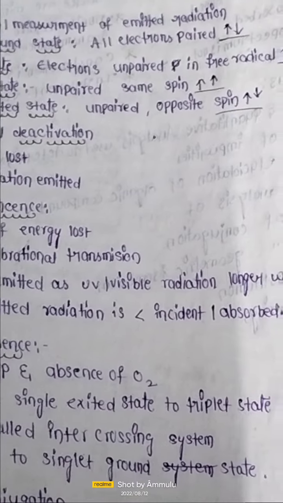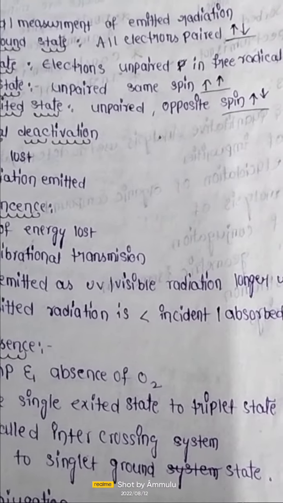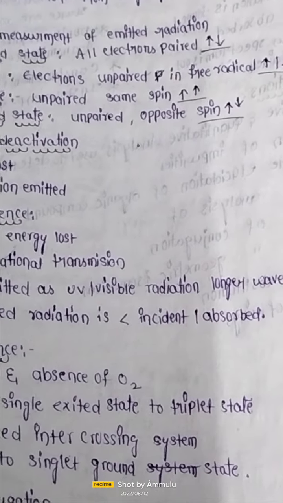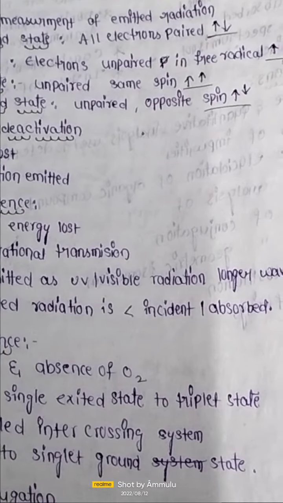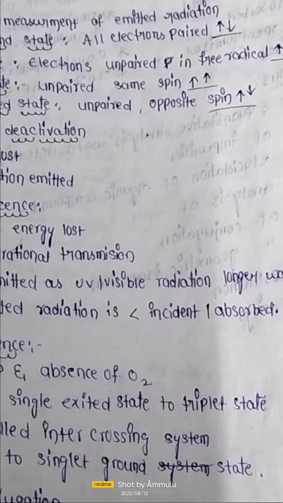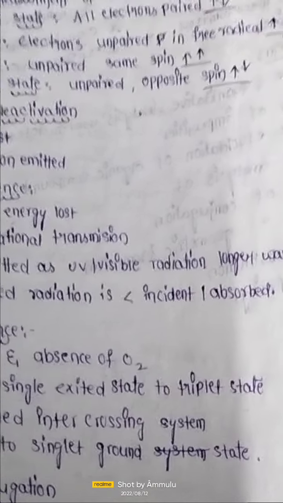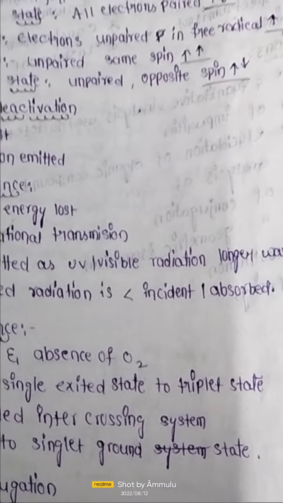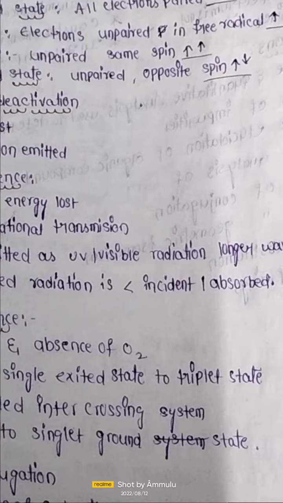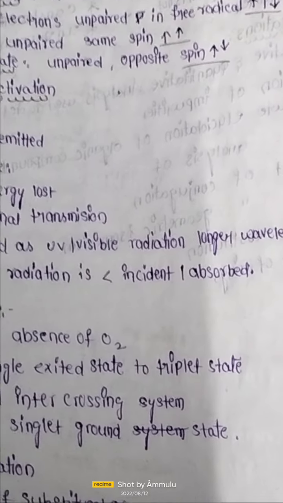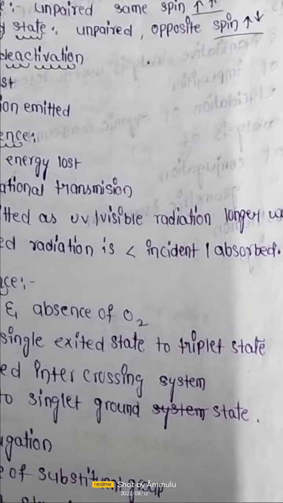In this fluorimetry, we can study the measurement of emitted radiation from the single ground state to the double state and triplet state, the different types of states: ground state, single state, double state, triplet state. These can be studied in fluorimetry.